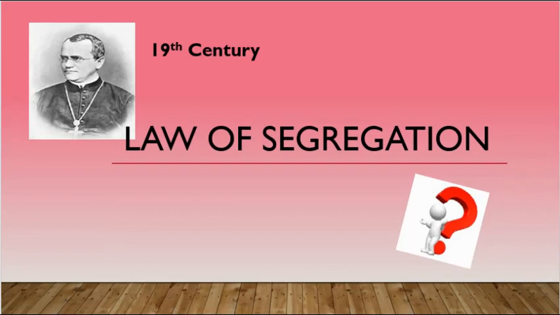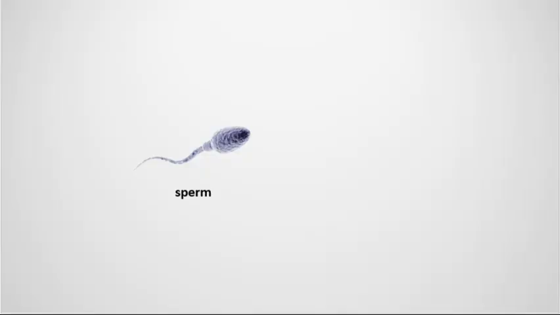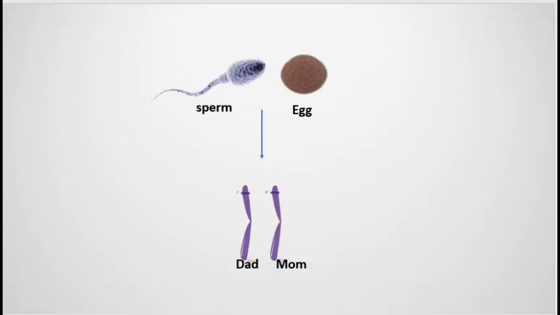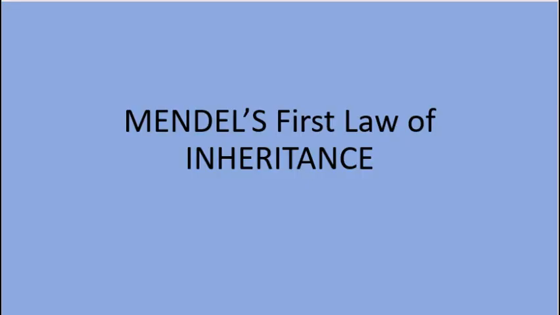It states that during the formation of gametes, the sperm and egg cells, the two copies of each hereditary factor or gene segregate so that offspring acquire one factor from each parent. This means that each parent contributes only one copy of each gene to their offspring, which is selected randomly. The law of segregation is also known as Mendel's first law of inheritance.